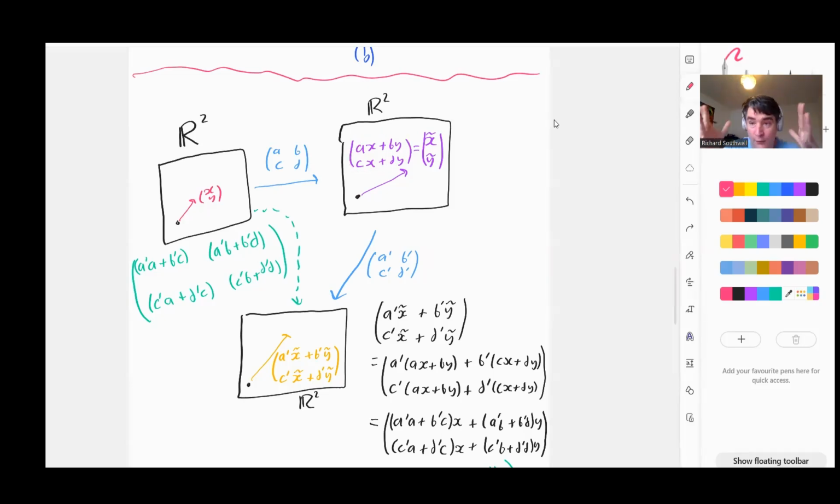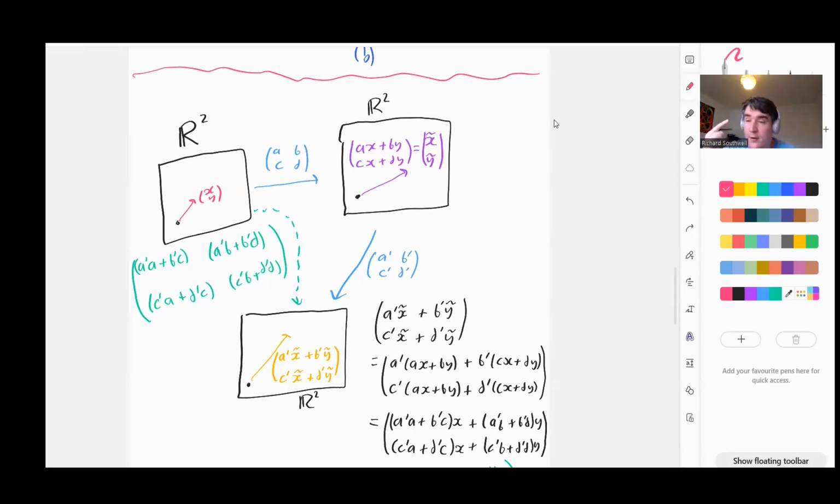We've already seen what a matrix does to a vector. It turns it into this: ax plus by, cx plus dy. So let's give those two things special names. We're going to call those x tilde and y tilde. So x tilde is ax plus by. Okay, so the next thing we're going to do is apply another linear map. So here we have another linear map, this matrix with potentially different numbers in it, a dash, b dash, c dash, and d dash. And we're going to apply that to this vector up here. And so, of course, this is going to be the result.